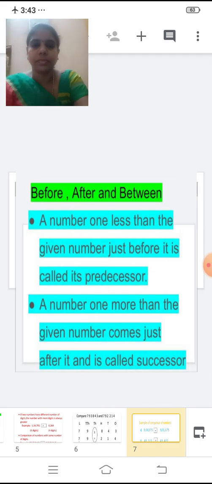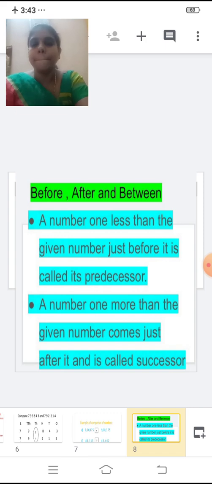Yes. Next we'll see the before, after and between numbers. I think you all have learnt this in class 3, right? In your previous classes, before number, after number and between numbers, right? Now tell me children, do you know what is predecessor and successor? Shall we see that?